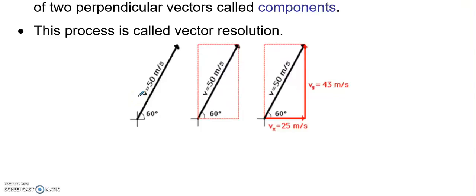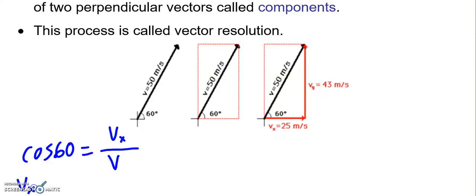Again, it should be pretty straightforward because we understand right triangle trig. So for instance, I know that the cosine of 60 degrees in this case is going to equal the adjacent side, v sub x, over the hypotenuse, v. So another way I can write that is that v sub x is going to be v cosine 60. And that's how I can end up with my 25 meters per second.